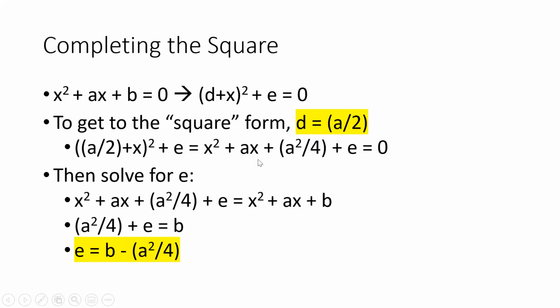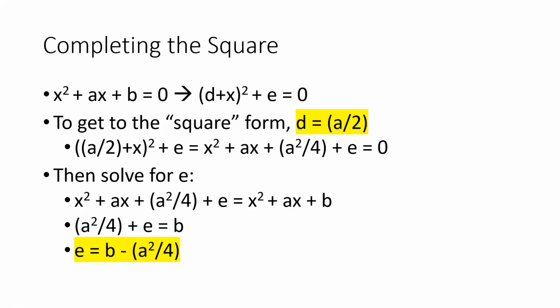Now the first two terms look pretty similar to what we have at the beginning, right? But this a squared over 4 and this plus e now have to be set equal to b so that we can solve for e. So we set x squared plus ax plus a squared over 4 plus e equal to x squared plus ax plus b. Then the x squared and the ax terms cancel out, and we get that a squared over 4 plus e is equal to b. Therefore, e is equal to b minus a squared over 4.